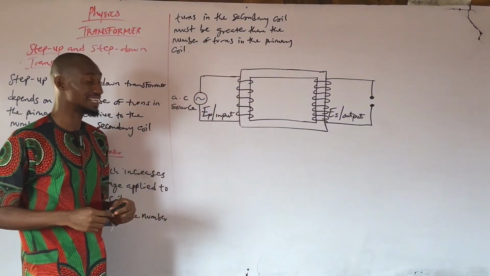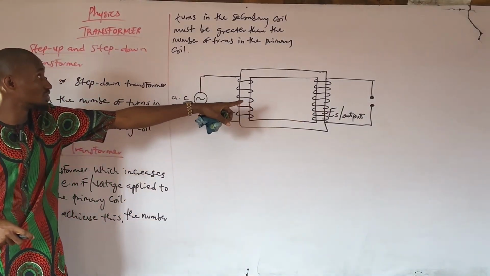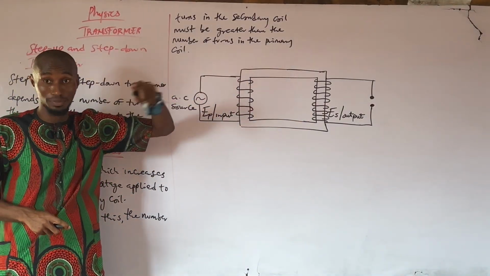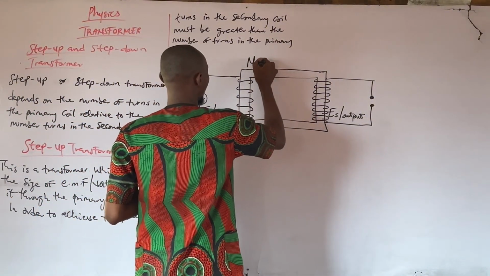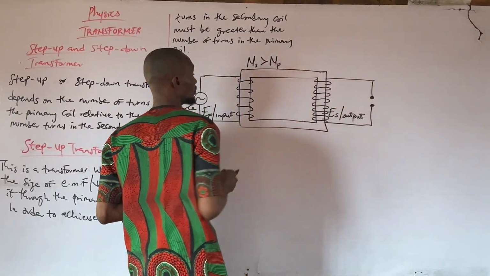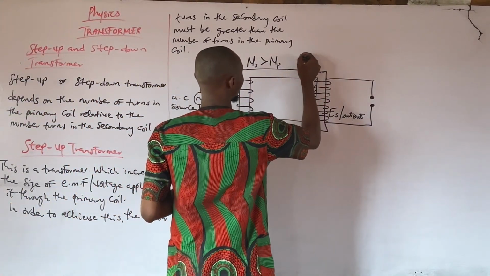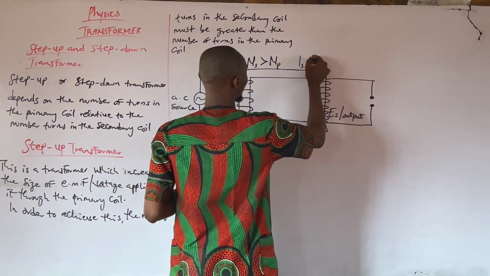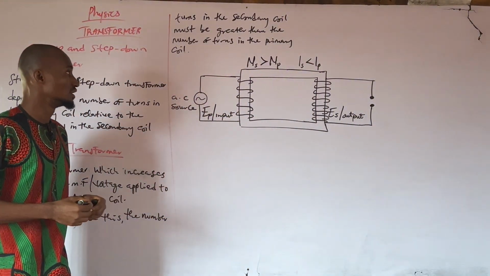Do you observe now that the number of turns in the secondary coil must be greater than the number of turns in the primary coil? Are you there? Now, here we have something like this: NS greater than NP, the number of turns in the secondary coil, and IS will be less than IP. Are you there? Good.